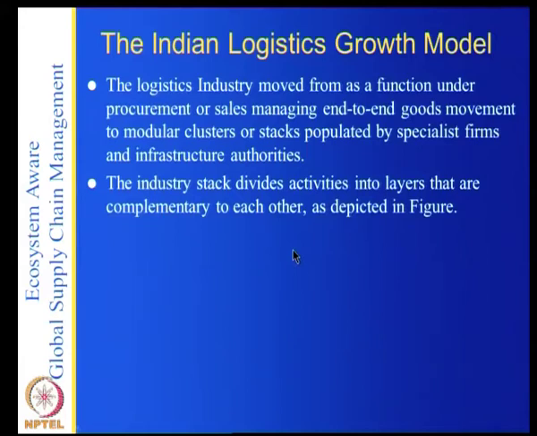Now that is about the B2B logistics chain. Now let's look at another logistics chain, which happens in emerging markets like India. The logistics industry moved from a function under procurement or sales management to end-to-end goods movement, to modular clusters or stacks populated by specialist firms and infrastructure authorities. So the industry stack divides activities into layers that are complementary to each other, as depicted in the figure.